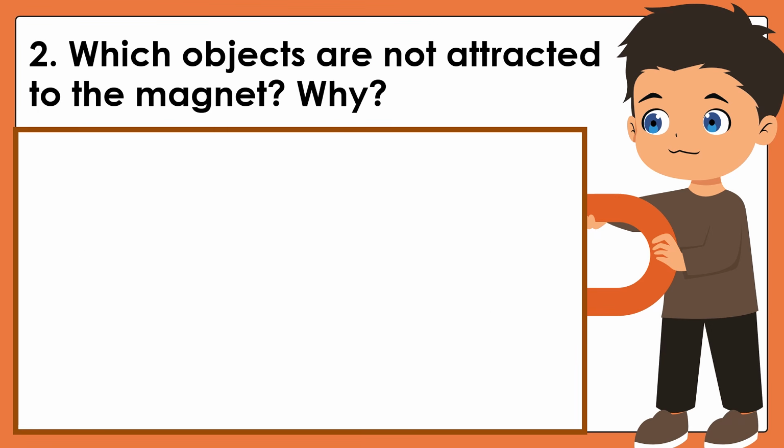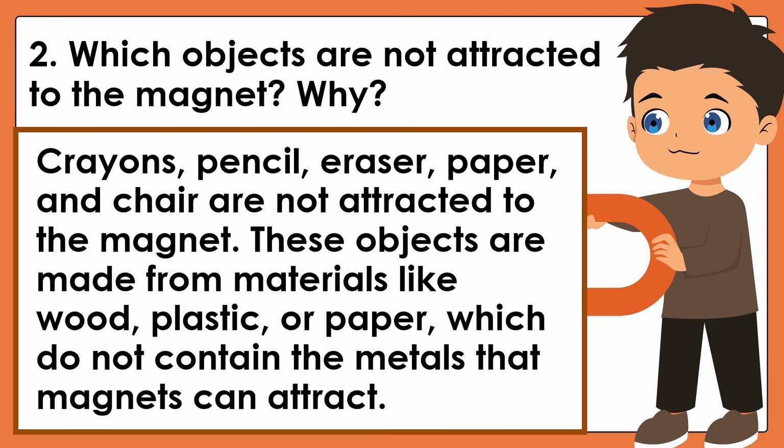Next, which objects are not attracted to the magnet and why? The answer, crayons, pencil, eraser, paper, and chair are not attracted to the magnet. These objects are made from materials like wood, plastic, or paper, which do not contain the metals that magnets can attract.